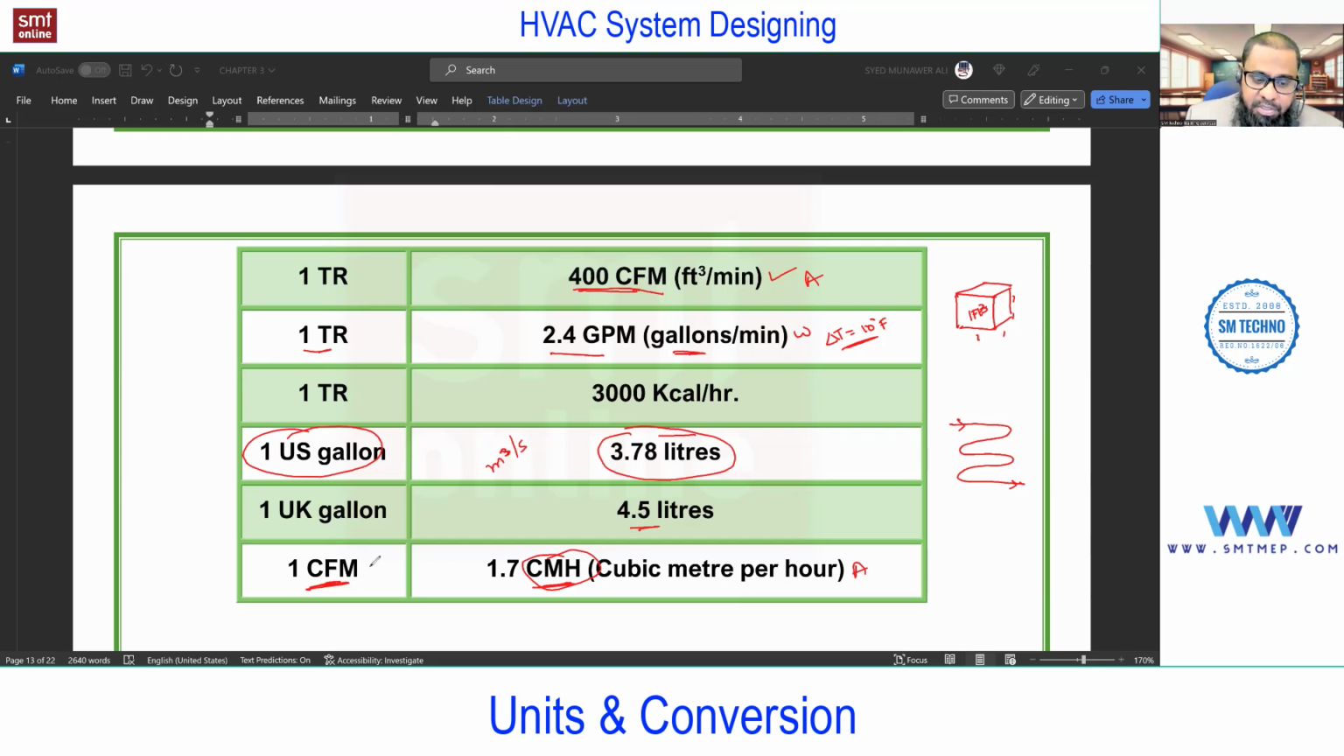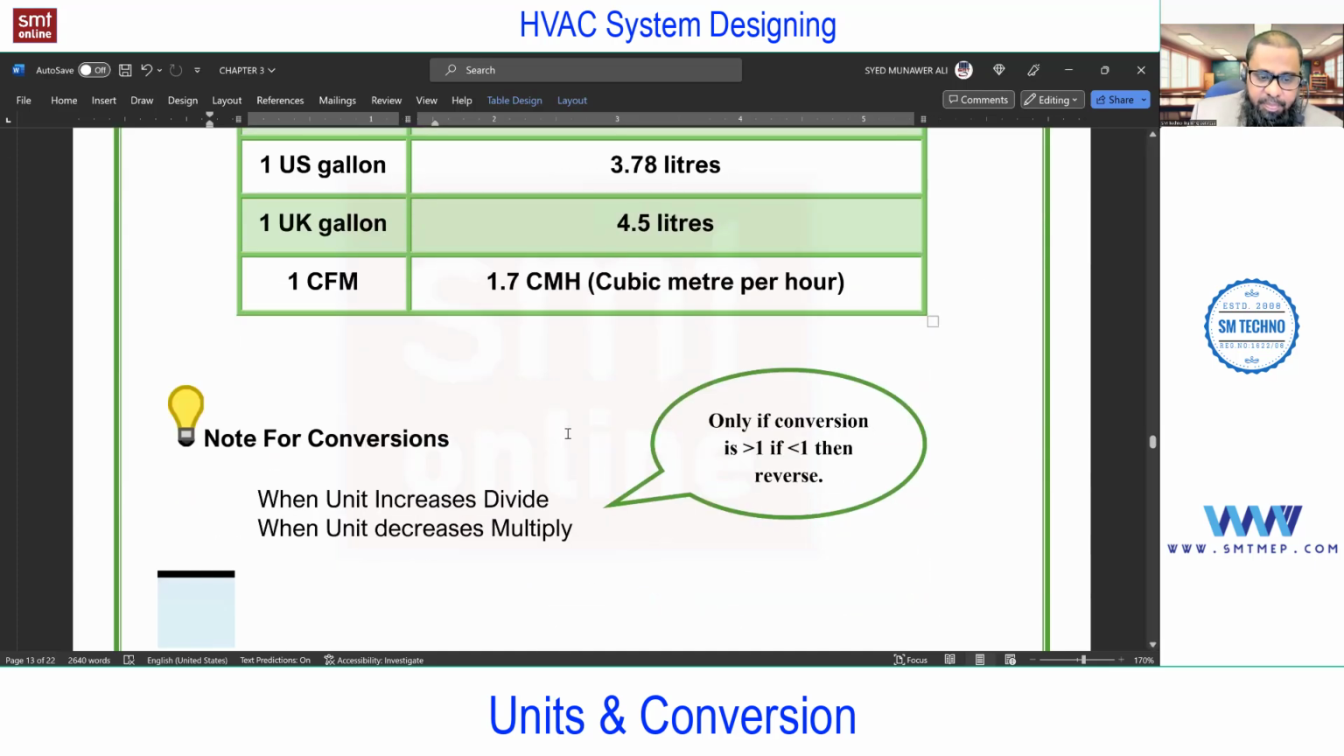And the CFM is English. And this we can call as a metric. Okay, so you must be aware of all this. Next, this is related to the tonnage.